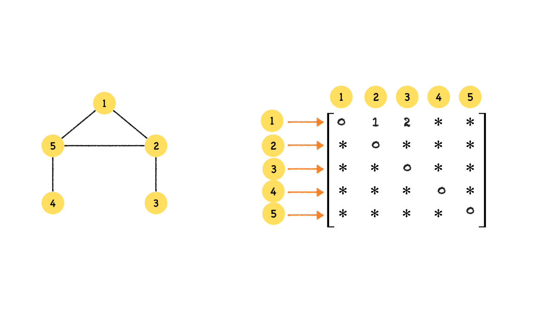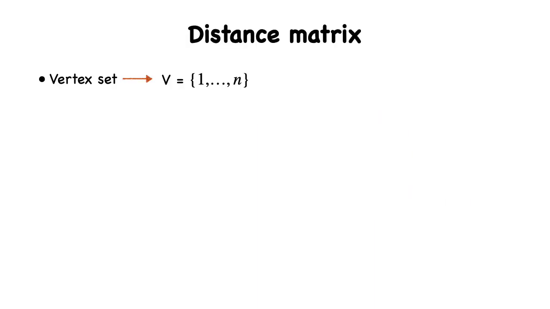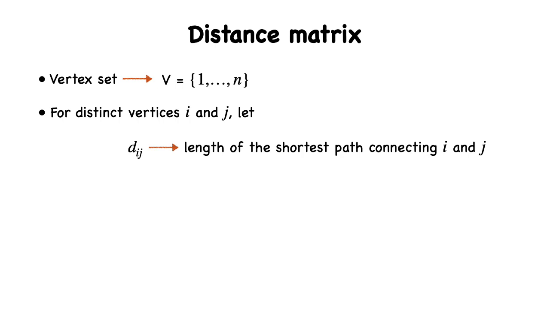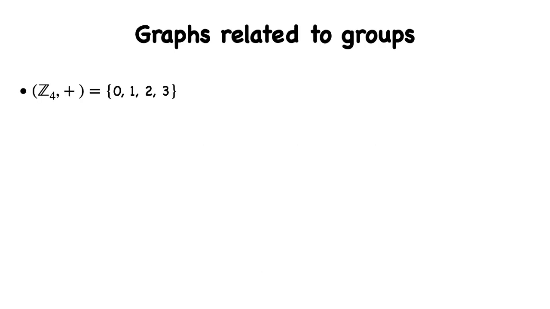In a similar manner, I can fill all other entries of the matrix and this is known as the distance matrix. Formally speaking, if Dij denotes the length of the shortest path between the vertices i and j, which is also known as their classical distance, and Dii is 0, then the matrix D with its ijth entry as Dij is known as the distance matrix.